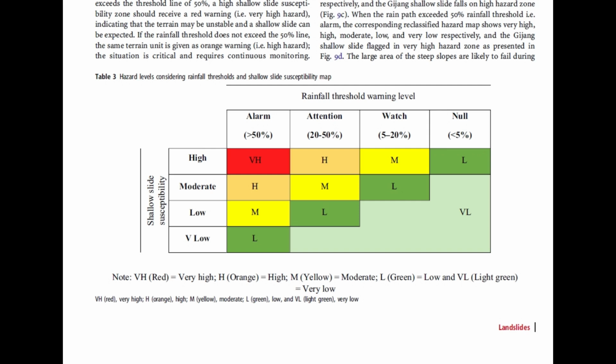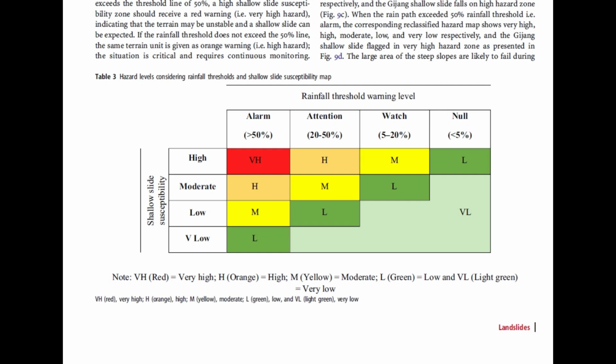So they have all this data about rainfall and the land, but how do they bring it all together to predict where a landslide might happen? That's where things get really cool. They created a matrix. Basically, it's a grid where one side represents the different rainfall warning levels, and the other side represents the different levels of landslide susceptibility. So they combine those two things. That's pretty clever. Right, so you can see how the risk changes with different rainfall levels.